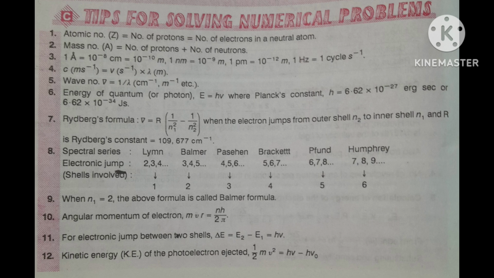Third important point: 1 angstrom is equal to 10 to the power minus 8 centimeter, that is equal to 10 to the power minus 10 meter. 1 nanometer is equal to 10 to the power minus 9 meter. 1 picometer is equal to 10 to the power minus 12 meter.